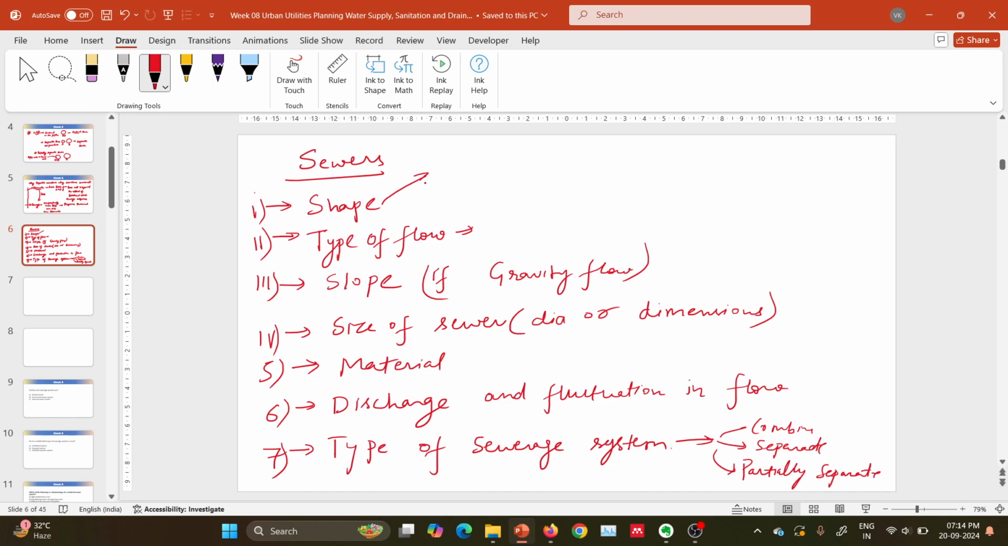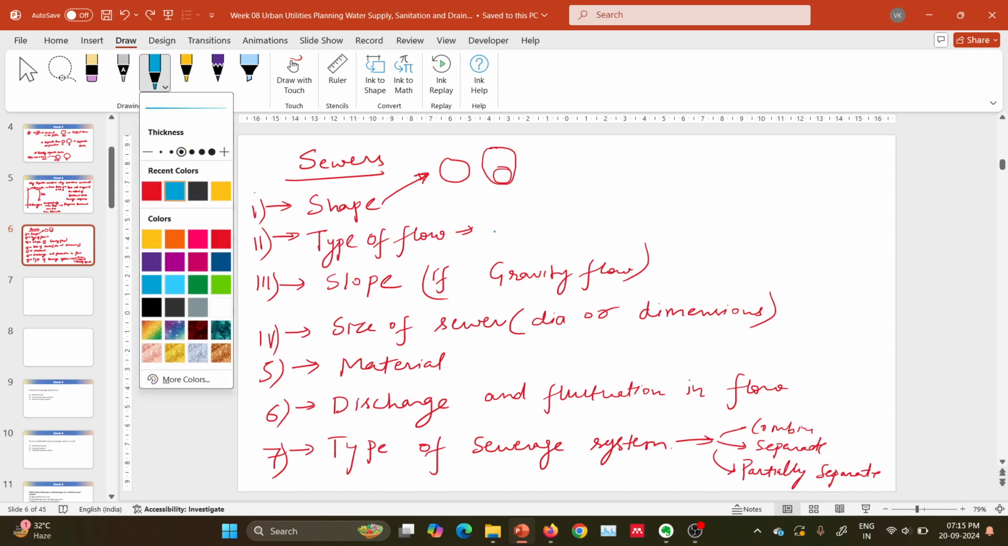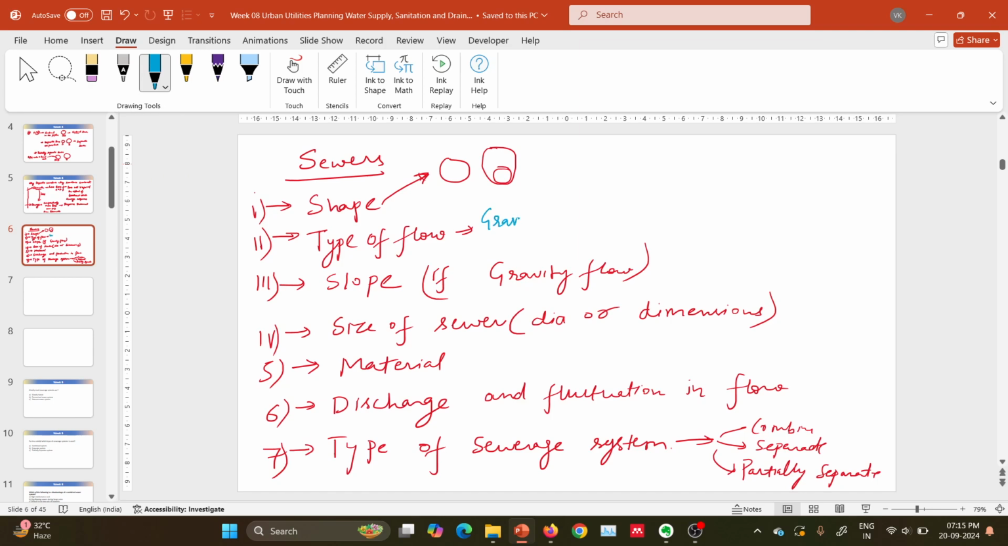Shape can be circular or egg-shaped sewer, which we will discuss later. Type of flow can be gravity flow, or it can be pumped, or it can be vacuum flow.